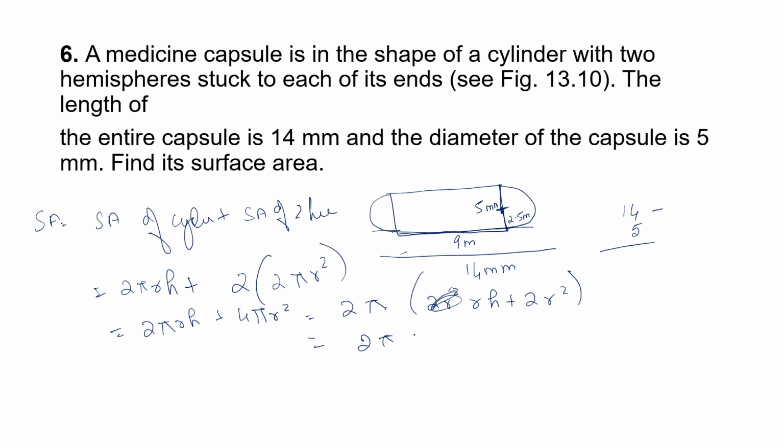2 pi into, what is r here, 2.5. What is h of the cylinder? 9 plus 2 into 2.5 whole square. Substitute all the values and find it as 220, and please note that the unit is millimeter here, so you have to write millimeter square.